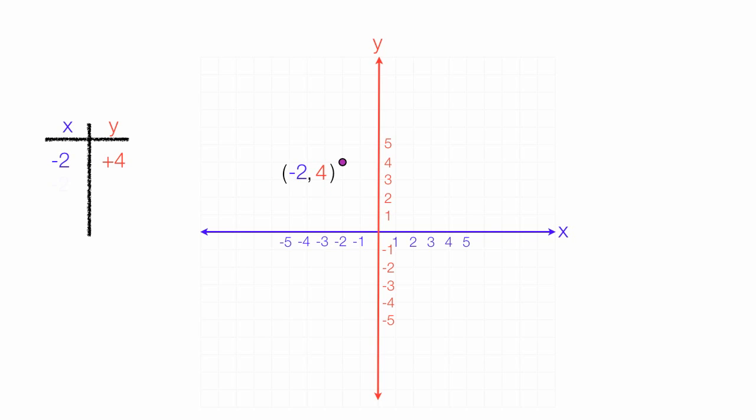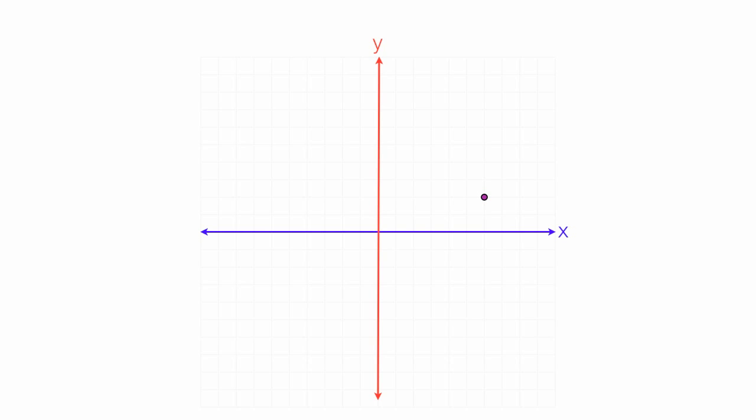Next point I'm going to plot is negative 2, negative 4. I move left, negative 2, and then I go down, negative 4, and I'll label that point as well. Negative 2, negative 4. The next point is positive 2 and negative 4. So I move to the right 2, and then I go down negative 4, and I'll label this point as well. 2, negative 4. The last point is positive 2, positive 4. So I move to the right 2 and I go up 4. I'll label this point as well. So that point is 2, 4.